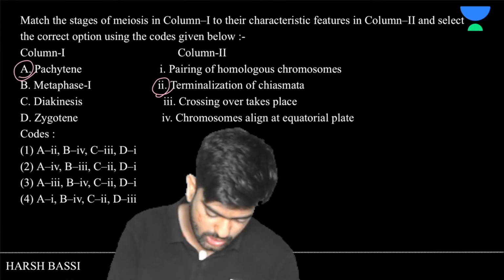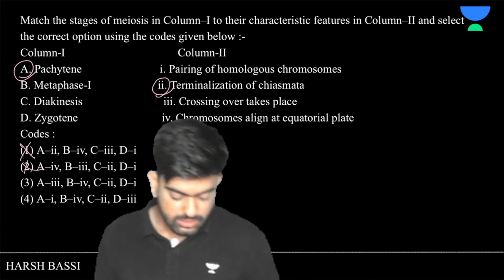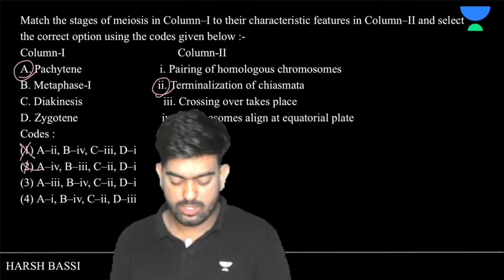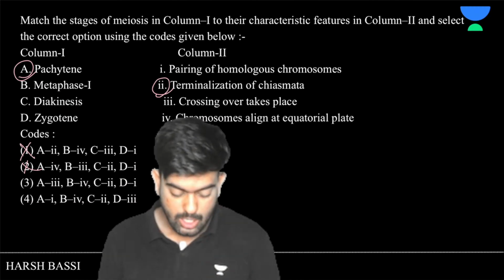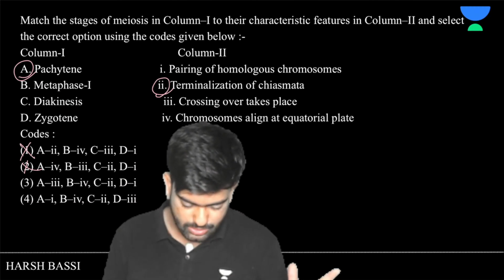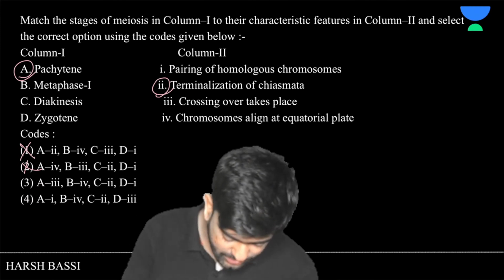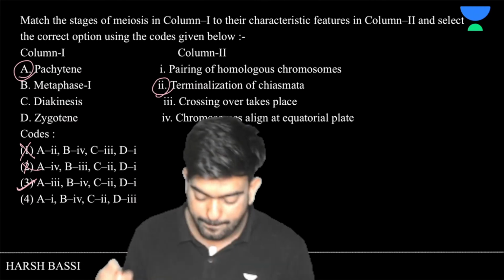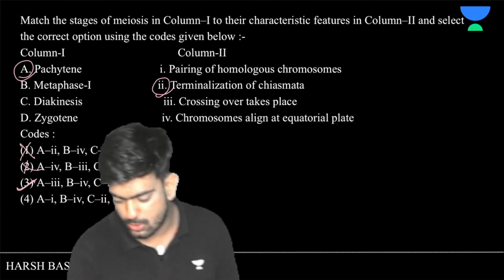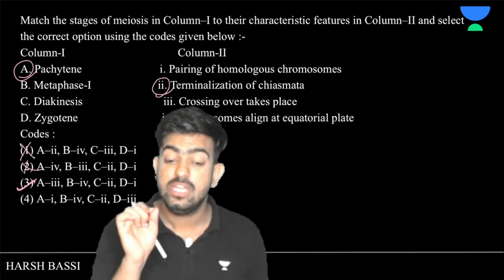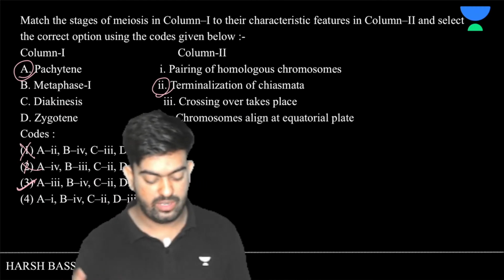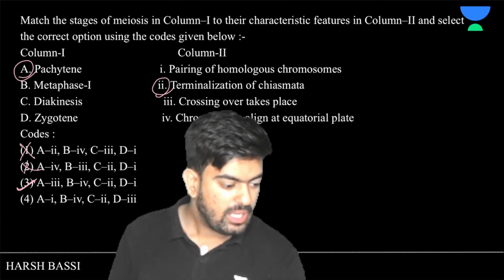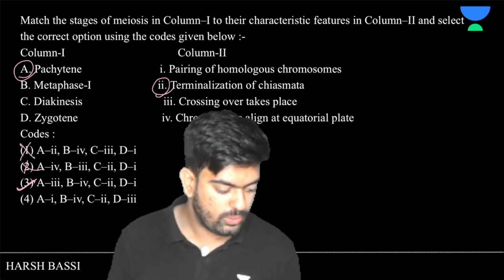This is also wrong. A3, crossing over takes place. Yes, crossing over takes place. See, this will be the correct answer. A1, pairing of homologous chromosomes takes place. No. So the correct answer will be A3. I think this thing is clear to everyone. Yes or no?